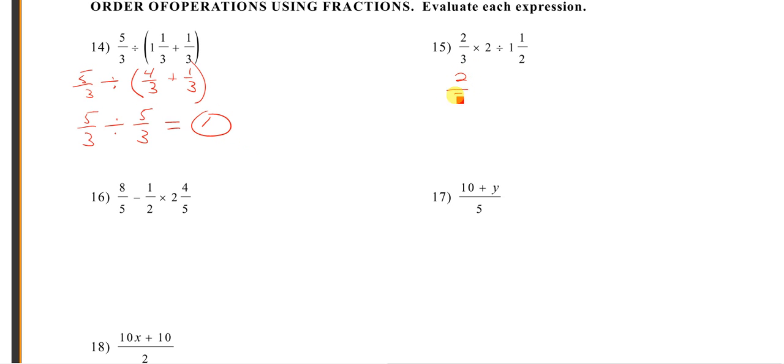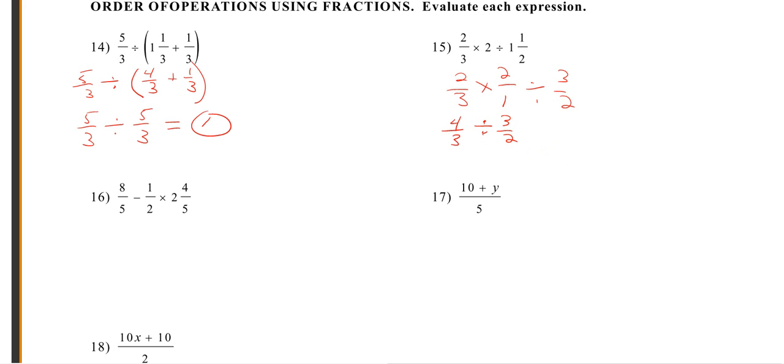We have 2/3, and I'm going to convert 2 to an improper fraction, and divided by 2 times 1 is 2, divided by 3/2. So we have multiplication and division there at the same level, so we're going to work left to right. So 2/3 times 2 over 1, the numerators multiply. And then I have divided by the 3/2.